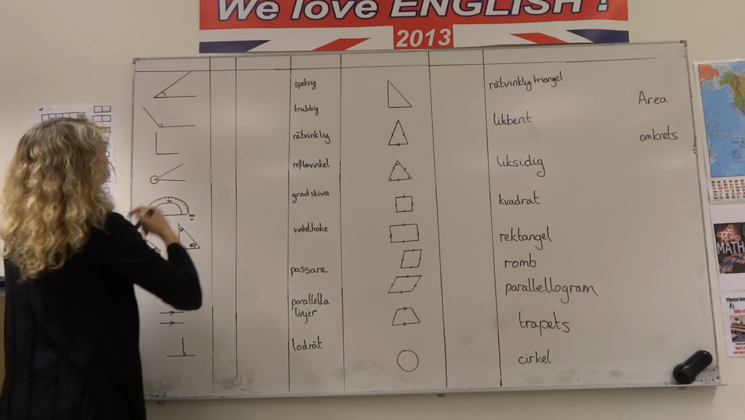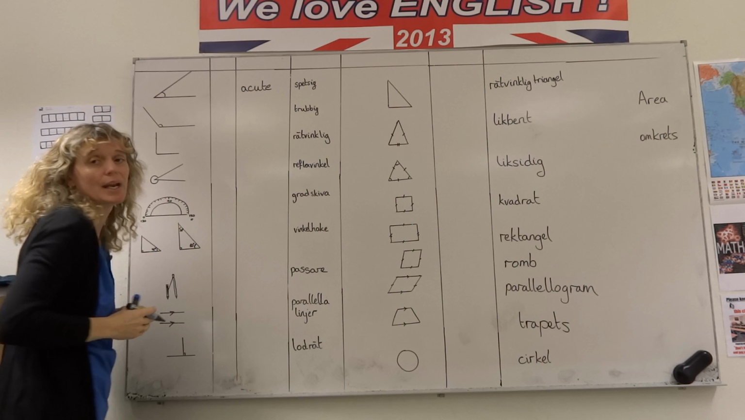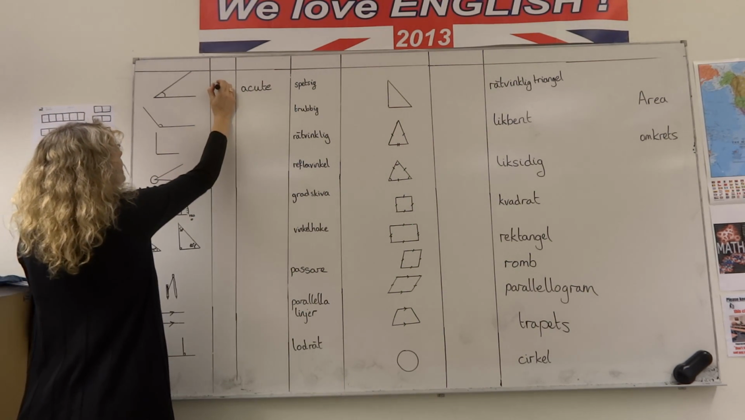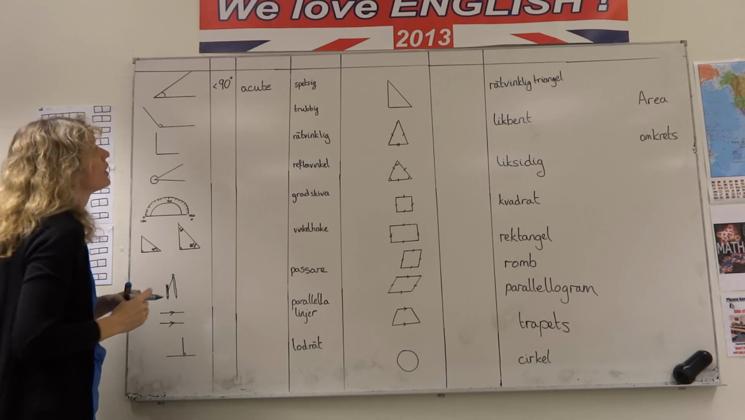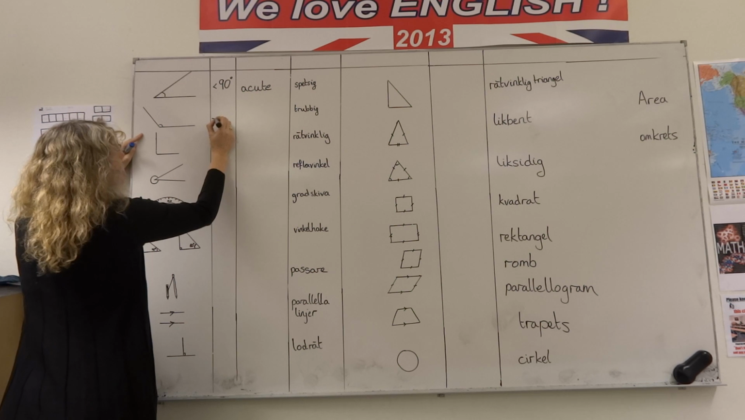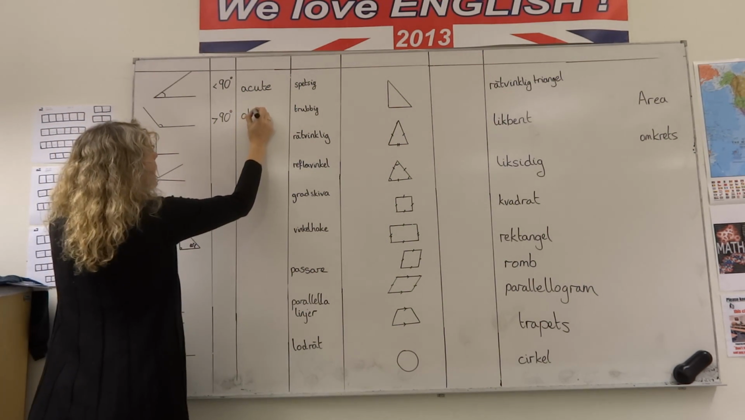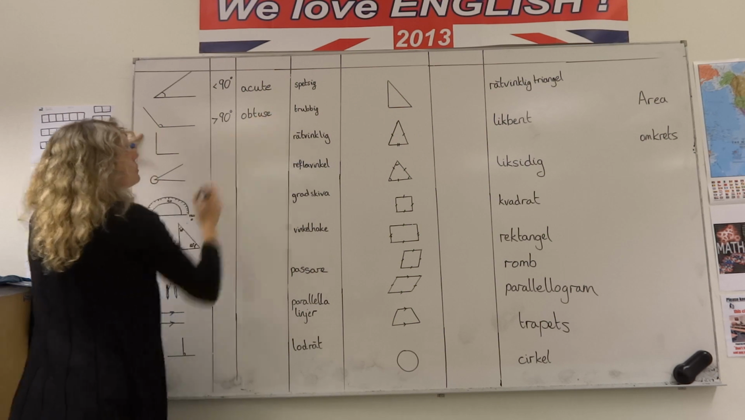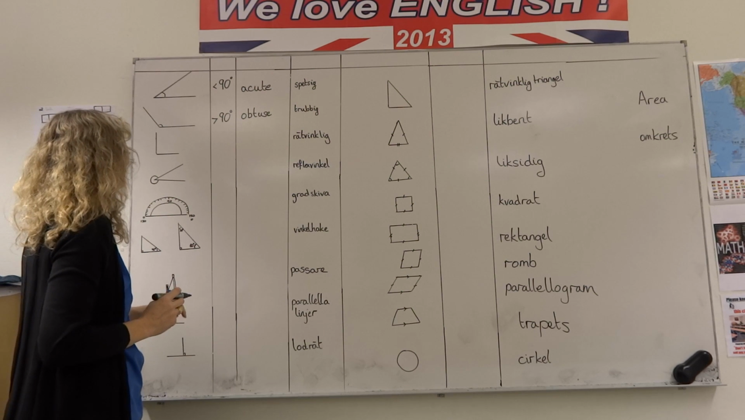But in English, we have a different word for a small angle like that, and we say that it's an acute angle. And that means that it's any angle less than 90 degrees. In Swedish, you have the word trubbig for an angle that is larger than 90 degrees. But we would call this angle obtuse. So any angle that is larger than 90 degrees is called an obtuse angle.